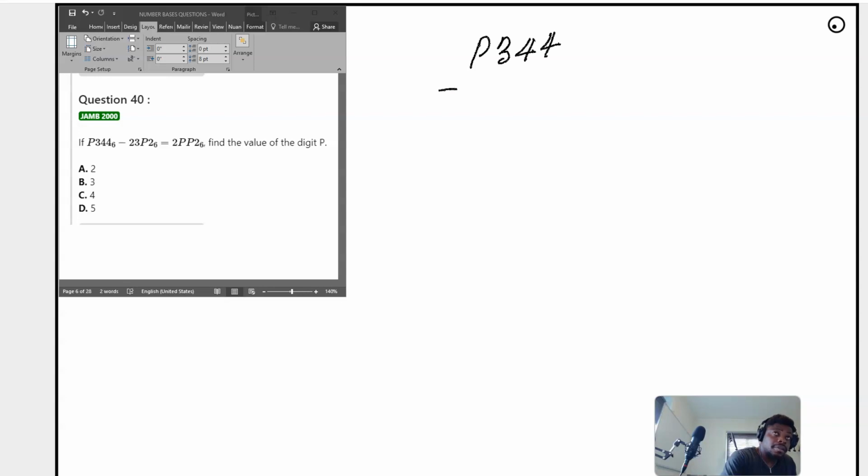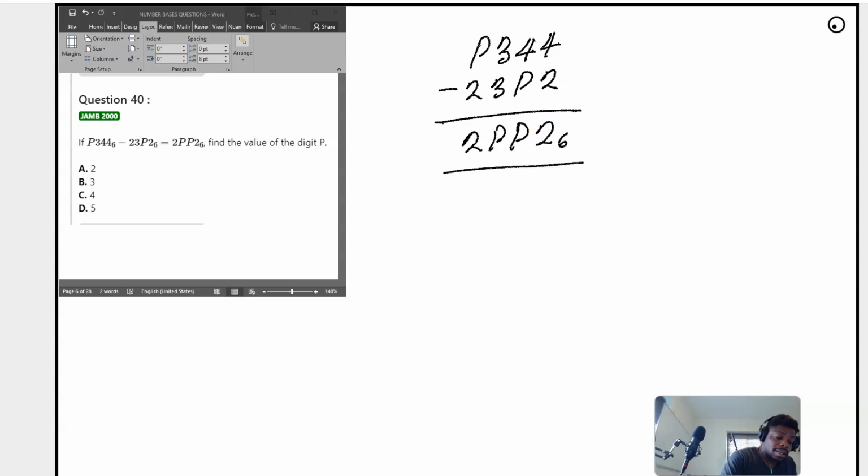P344 base 6 minus 23P2 base 6 is equal to 2PP2 base 6. Here, we are going to use the trial by error method using the options that we have. So 4 minus 2 is 2, okay? The next one, 4 minus p. Let's assume our p is 2. So 4 minus 2, that is 2, which is p, and p is 2. So p is still correct as 2.